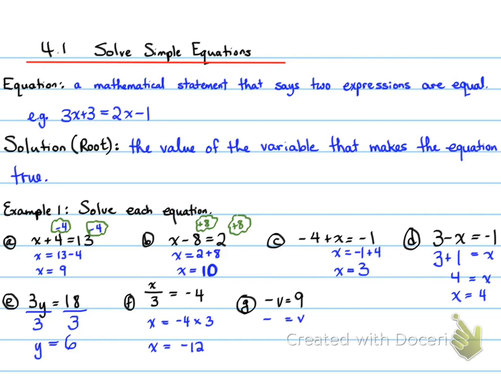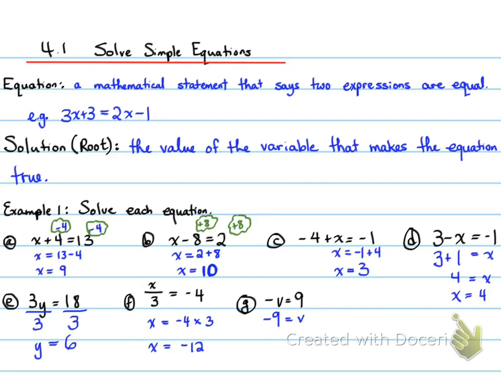-v is equal to 9. Now, there are two ways to approach this question, folks. So I'm going to show you both ways. First one is, if I have -v is equal to 9, all I can do is move the v over here and the 9 over here. And that gives me v is equal to -9. That's one way to approach this question.